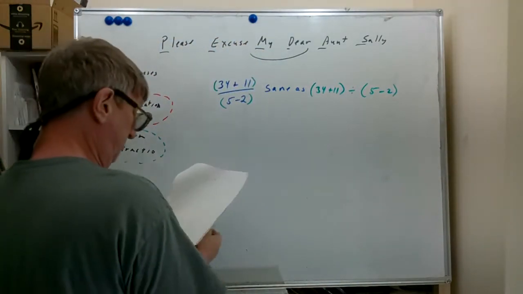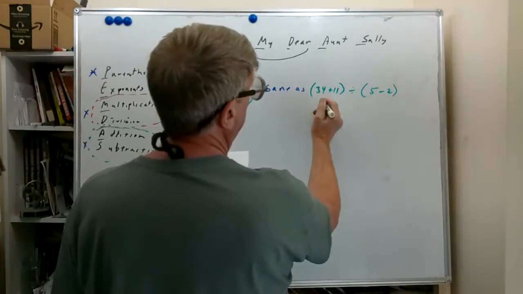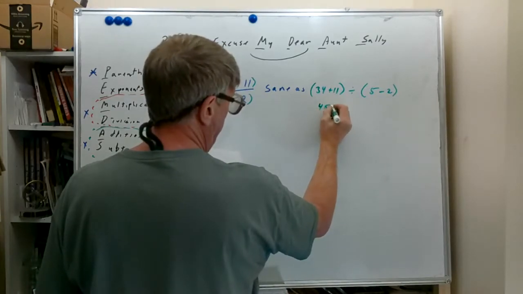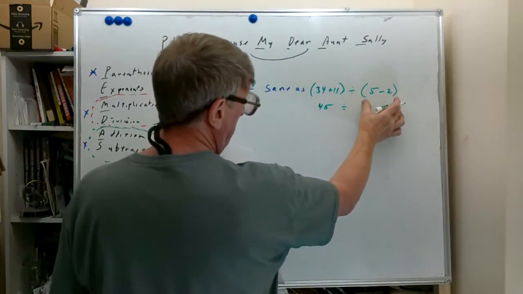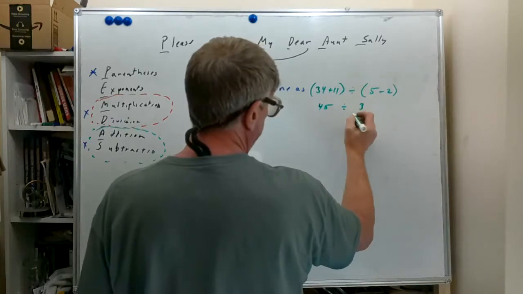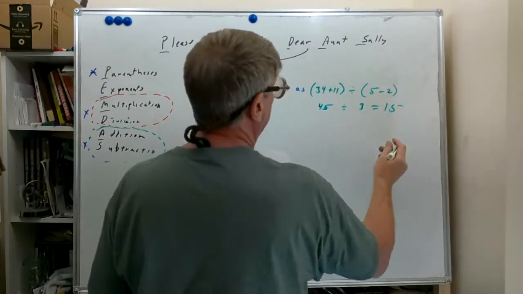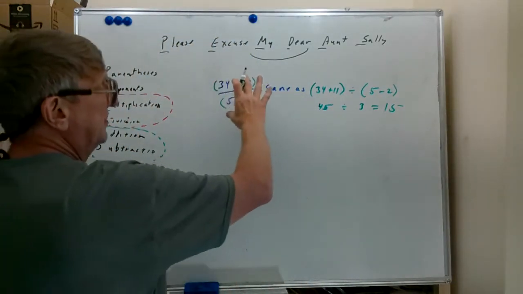So let's go ahead and work that out. 34 plus 11, we do the part in parentheses, that is 45, divided by, do this part in parentheses, 5 minus 2 is 3. Well, 45 divided by 3 is 15. So this fraction is the same as 15.